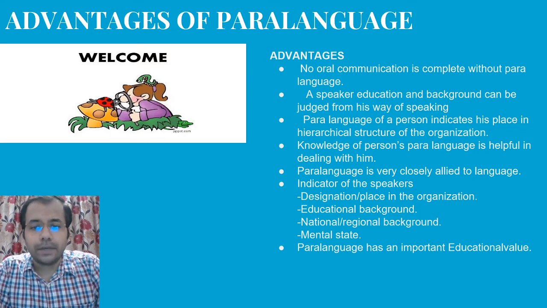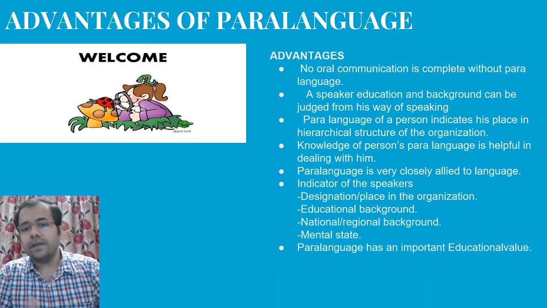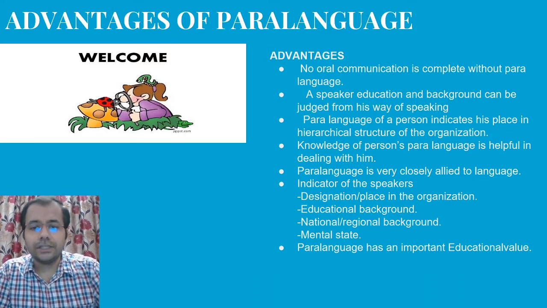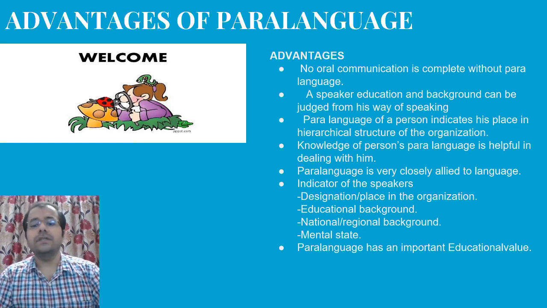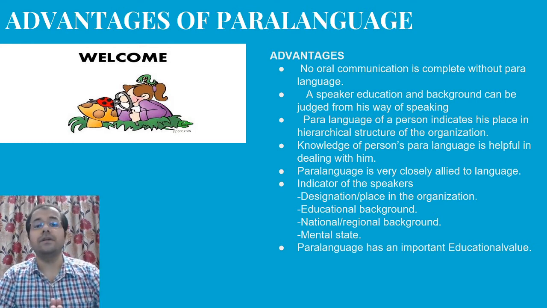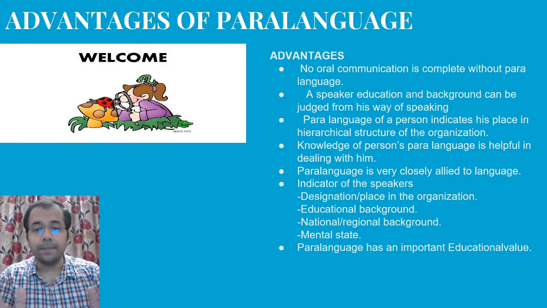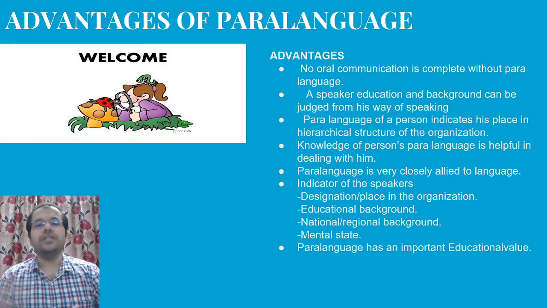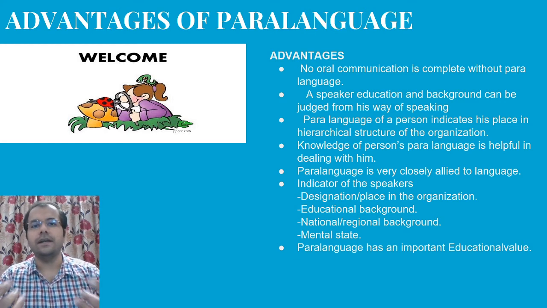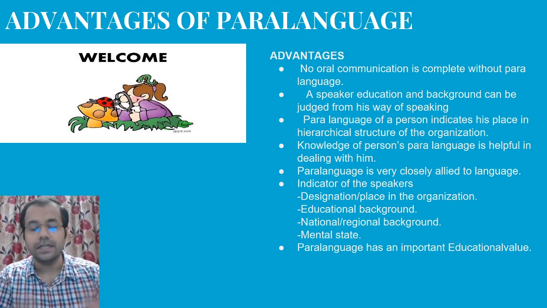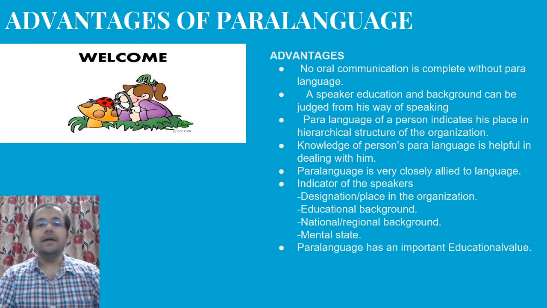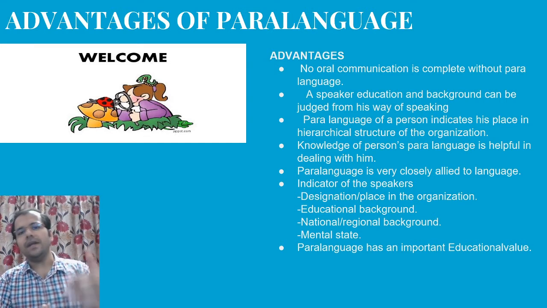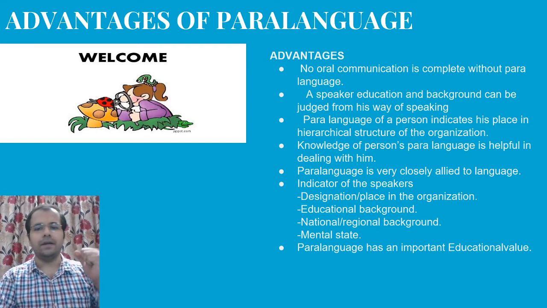Indicators of the speaker: for example, designation, educational background, nationality, and mental state are all denoted by paralanguage, and it denotes them in a very comfortable manner. As I told you, those people who shout a lot, who scream a lot, and at the top of their voice go on and on, jabbering a lot, show that they belong to a low kind of educational background.